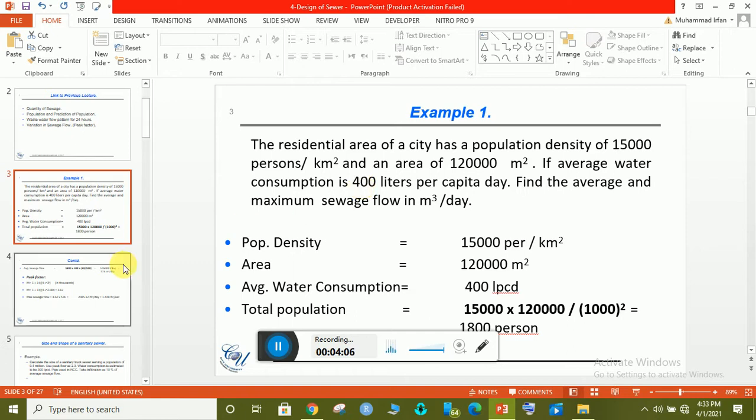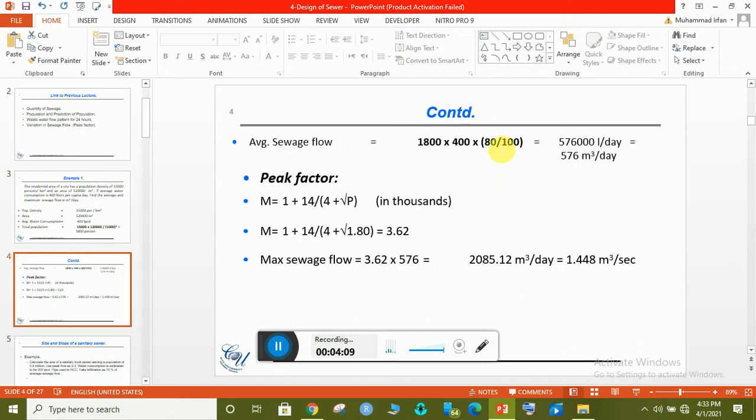from that city, which is 75 to 80% of the water supply. So therefore 80 divided by 100, means 0.8, is multiplied with the water supply, which is 400. So the number is 576,000 liters per day. When you convert it into meter cube, it will give 576 cubic meter per day. So this is the volume of wastewater that is produced by 1800 persons per day.